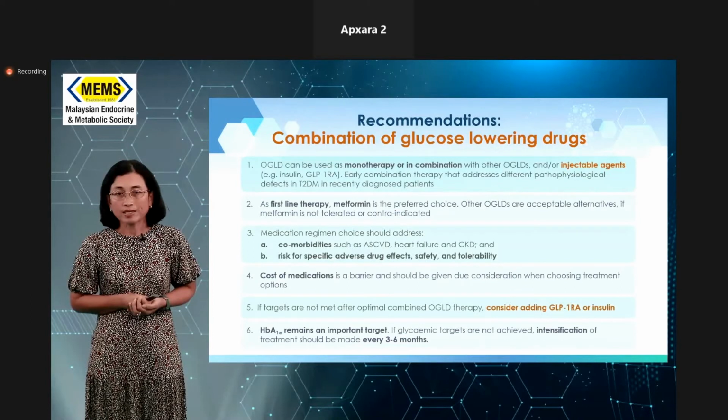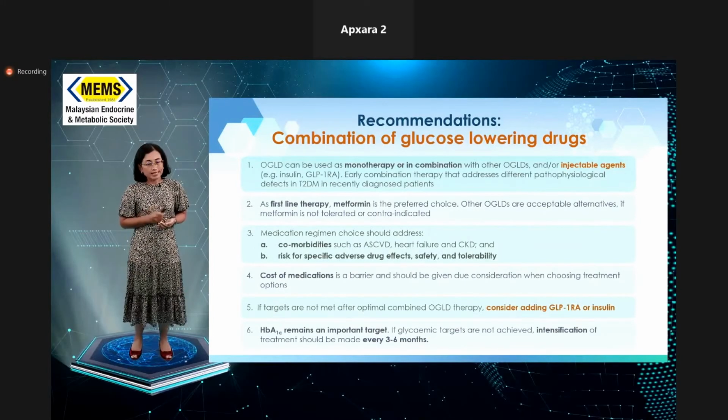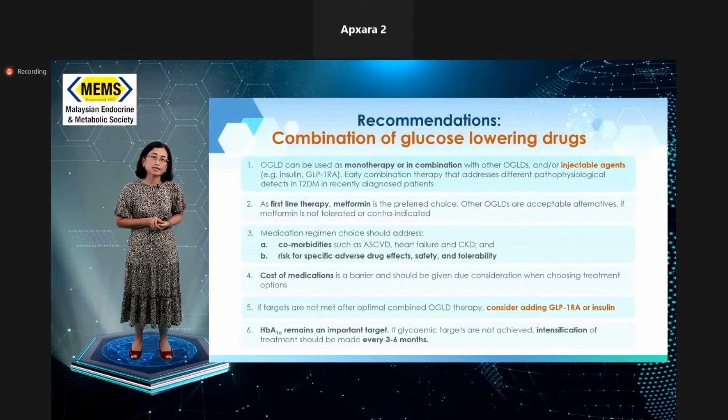Importantly, A1C remains an important target. If glycemic targets are not achieved, then intensification of treatment should be made every 3 to 6 months.